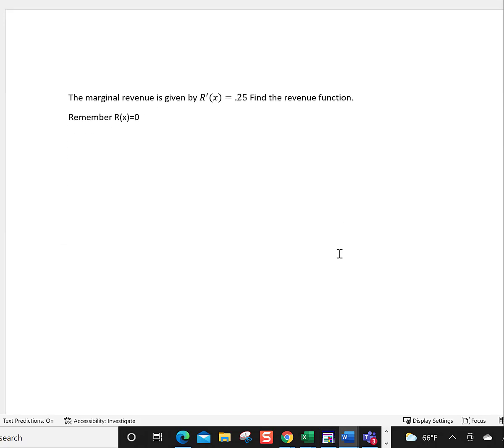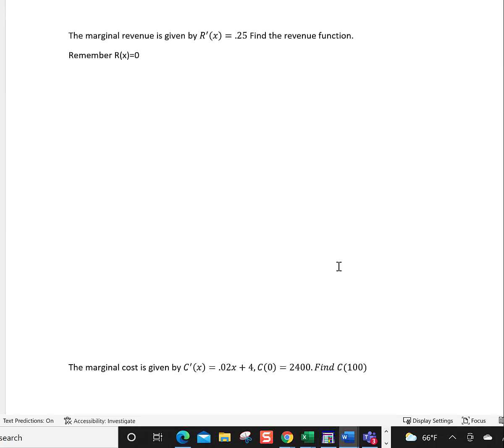So let's take a look at that with some business applications. I have the marginal revenue is given by r prime of x is 0.25. Find the revenue function. To start off, I want to remind you that r of 0 is 0. If I sell 0 objects, then I have made $0, and that will never change. There's cost, right? You can have a cost when you sell nothing. You can have a profit, which would probably be a loss if you sell nothing, but revenue for 0 is always 0. So this should say r of 0 equals 0 instead of r of x. Remember, r of 0 is 0.